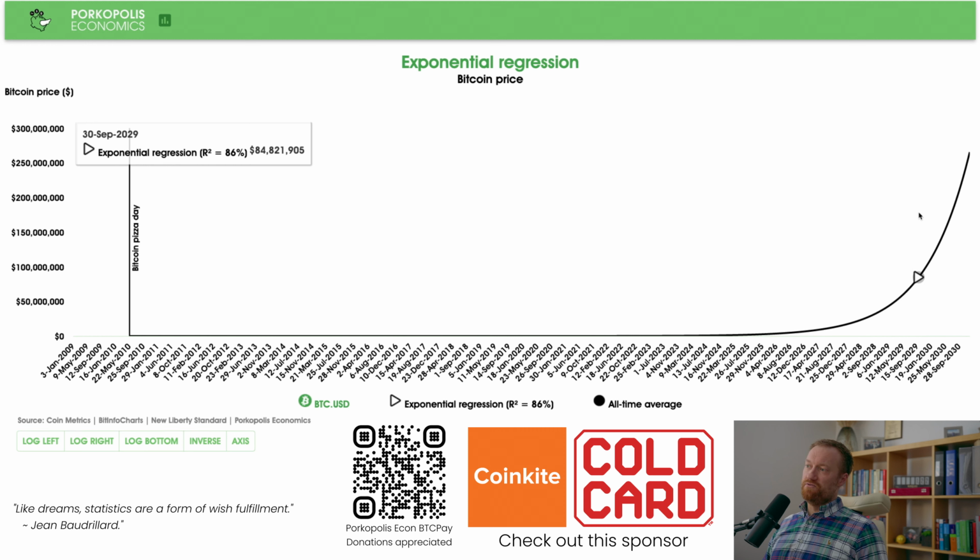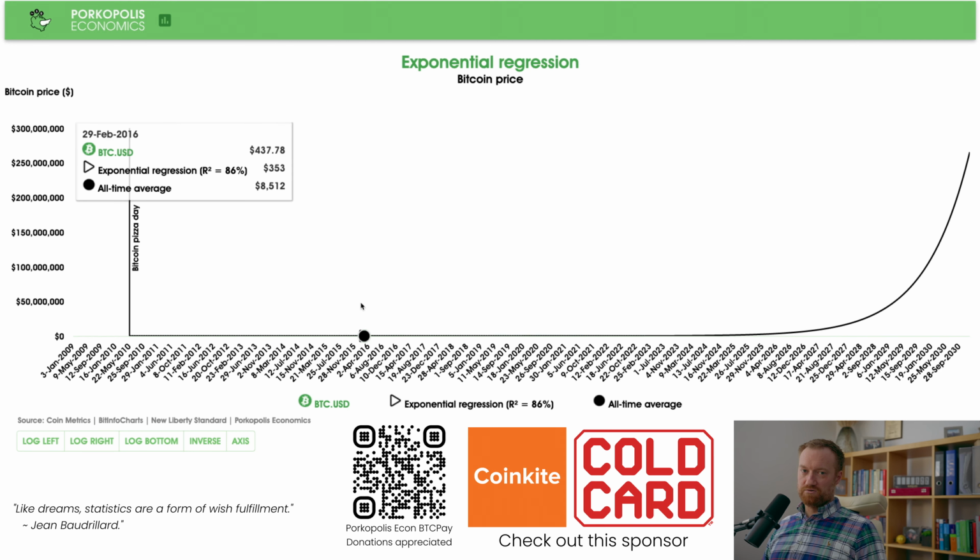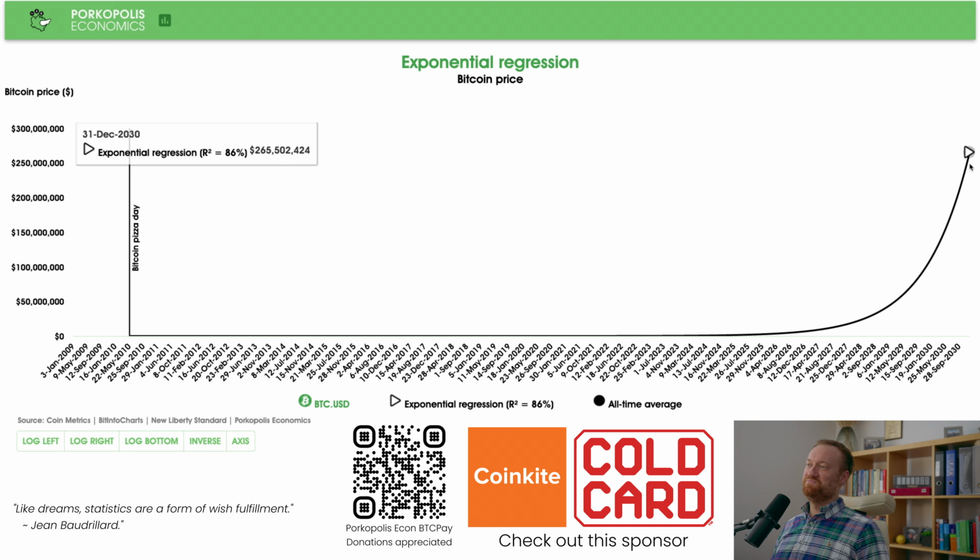So the curve is not necessarily constant, right? We're at a constant exponential growth. The curve can change. For example, population is growing exponentially, but the curve is actually flattening. The rate of growth is changing. I'm not changing the rate of growth. All I'm doing is finding one growth rate based on all of the prior prices, and then extending that out through time. So it's a big, big number. $265 million for Bitcoin by 2030.